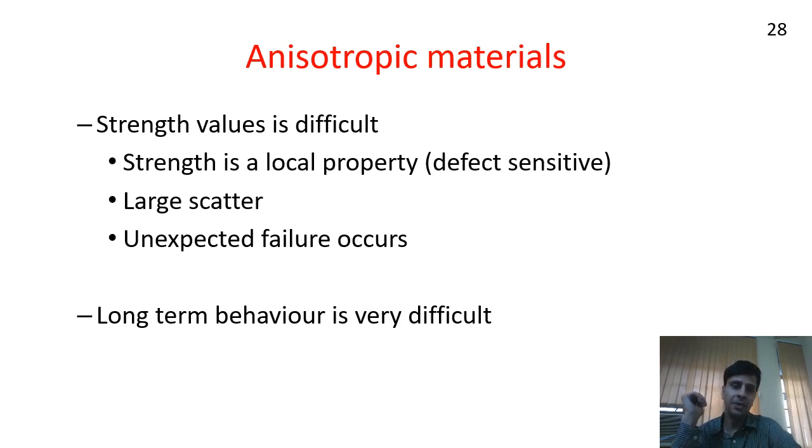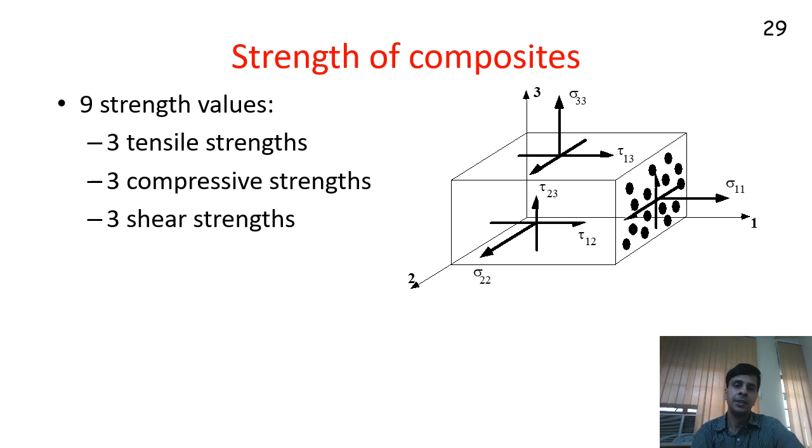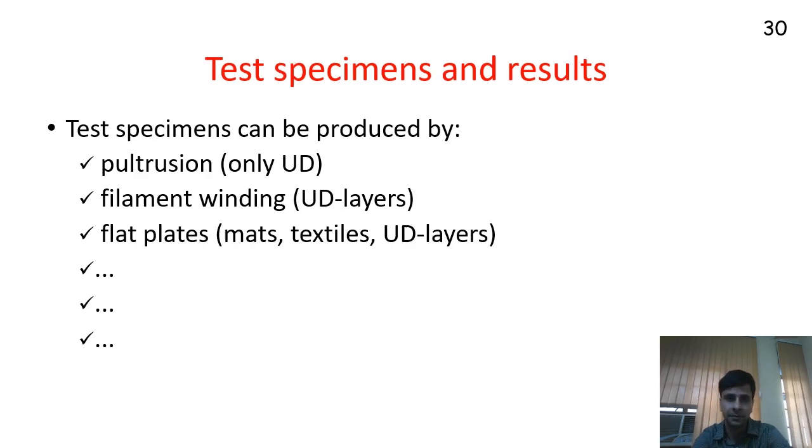And long-term behavior like fatigue or creep is even more difficult for anisotropic materials. For strength of composites, you need 9 values, which we have already discussed in class: 3 tensile strengths, 3 compressive and 3 shear. And for each of the tests, sometimes you have to do about 50 or 20 tests because of the large scatter. It just depends. There are various ASTM standards telling you how many tests you should do and whether you should average. But from the previous slide, the number of specimens to be tested to get the complete strength properties of an orthotropic material is 9 times n, where n can be any number between 5 and 20.